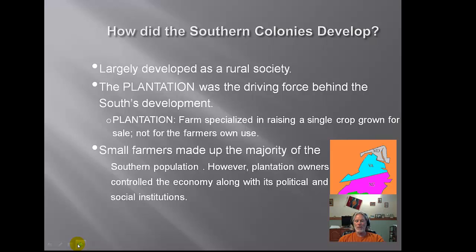But really, the small farmers made up the majority of the southern population. But as things typically are, it's the people with the money that really control the economy along with the politics and the social institutions.